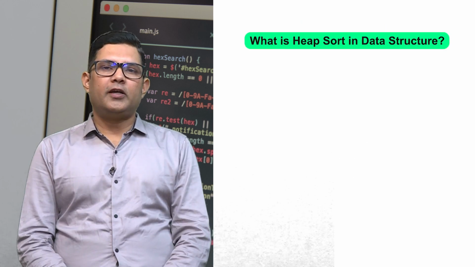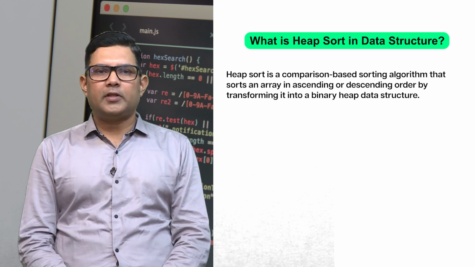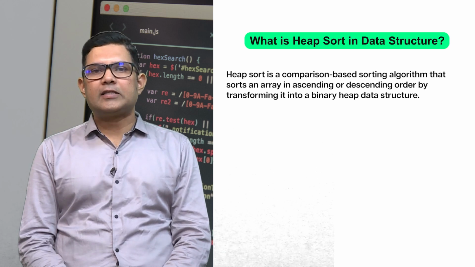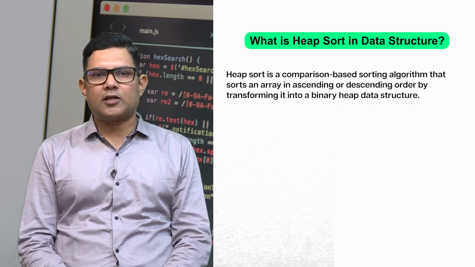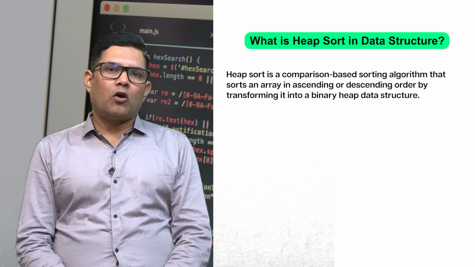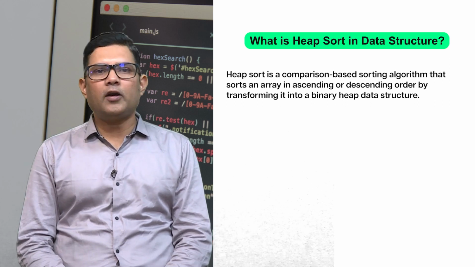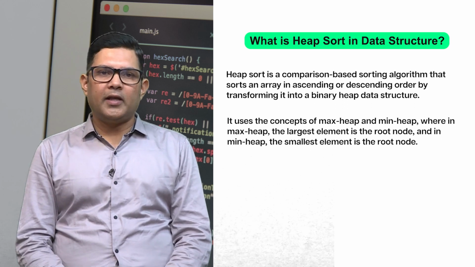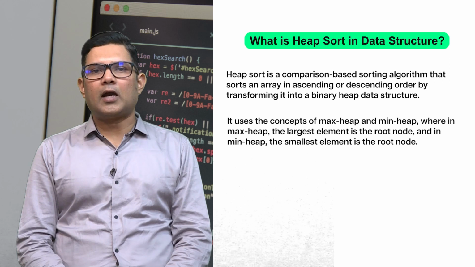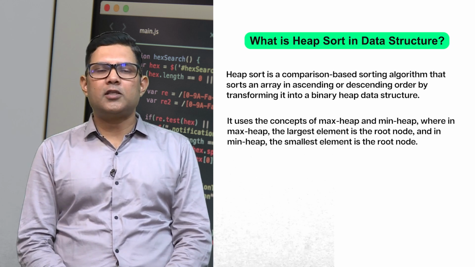So what is heap sort in data structure? Heap sort is a comparison based sorting algorithm that sorts elements in ascending or descending order by transforming them into a binary heap data structure. As we know, all the sorting techniques are used to arrange the elements in ascending or descending order. It uses the concept of max heap and min heap, where in the max heap, the largest element is the root, and in the min heap, the smallest element is the root node.